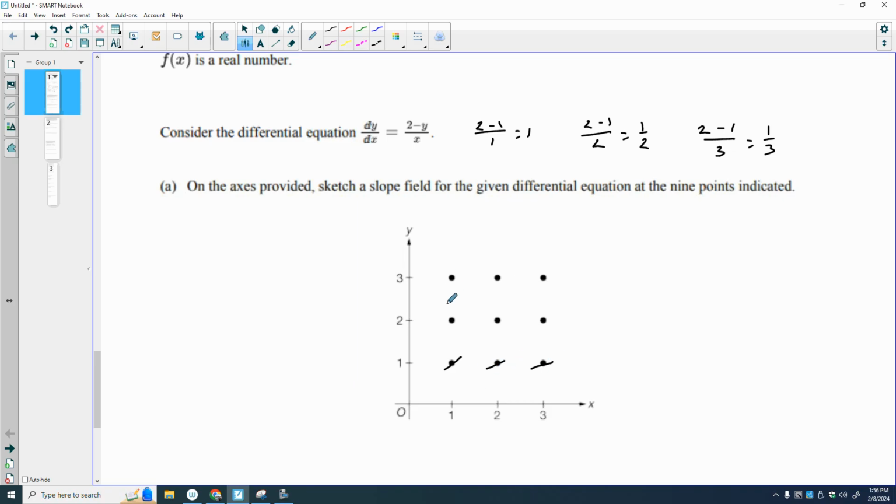Okay, moving to the next one. y equals 2. So I have 2 minus 2 on top. And if you notice that's a 0, it doesn't really matter what x is. These are all horizontal slopes. Make sure it looks clearly horizontal.